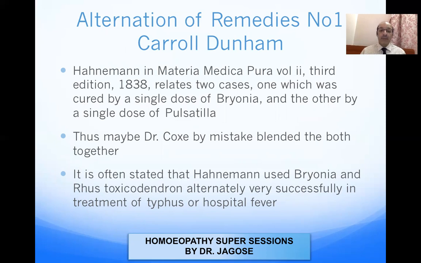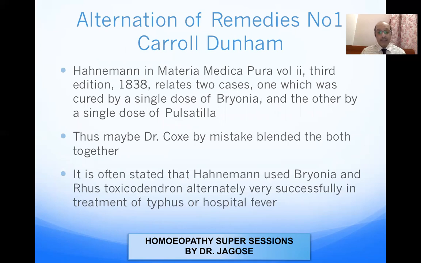Both the cases were different. One case was cured by Bryonia, the other case was cured by Pulsatilla. So, Dr. Cox may have mistakenly blended the two together. It is often stated that Hahnemann used Bryonia and Rhus tox alternately, very successfully, in the treatment of typhus or hospital fever.